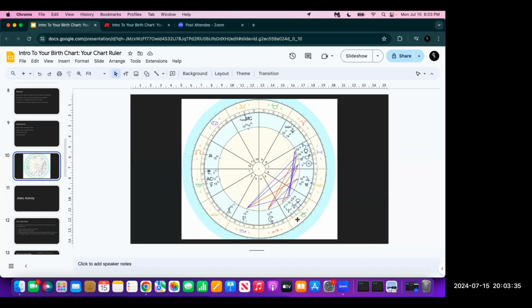Any lines that you see connecting one planet to the other represent an aspect, meaning that those planets are influencing each other. So these little dotted lines that you see, some of them are semi-sextiles, some of them are sextiles, some of them are conjunctions, and then the blue and the red are harmonious and challenging.